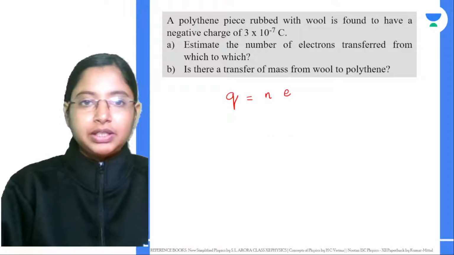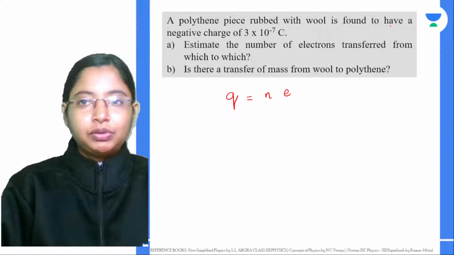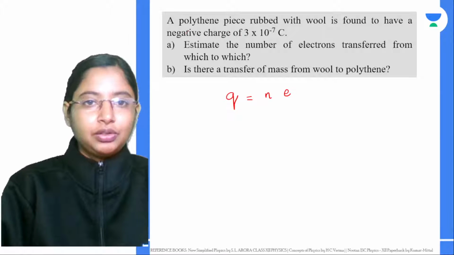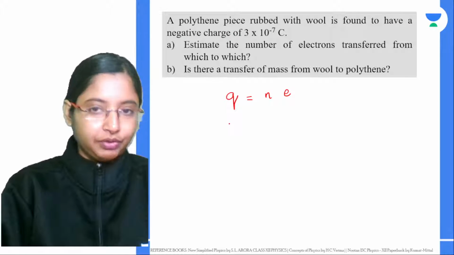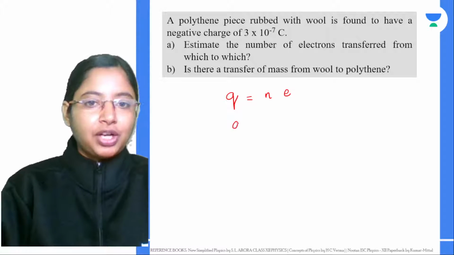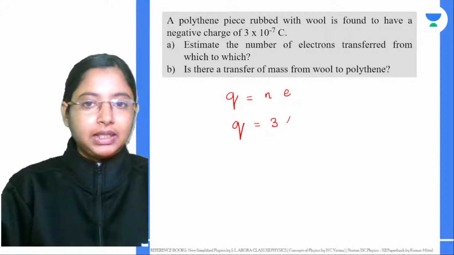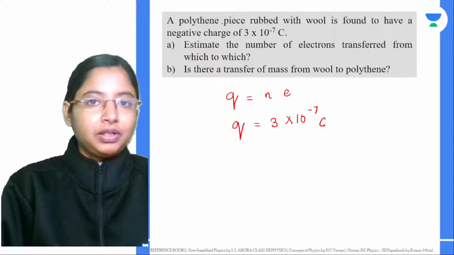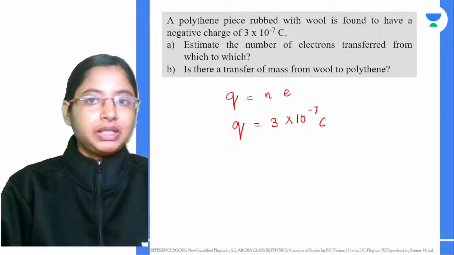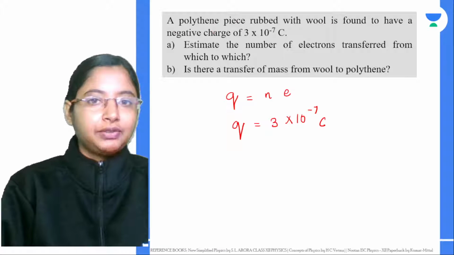So here what they are saying is, the polythene piece rubbed with wool was found to have a negative charge. Okay, so negative charge of 3 into 10 to the power of minus 7 coulombs. So the charge over here is given as 3 into 10 to the power of minus 7 coulombs. When the polythene piece is rubbed with wool, it's found to have negative charge.